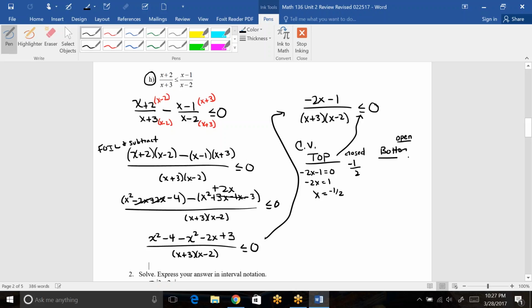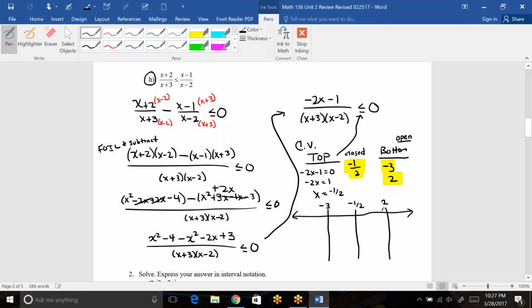And we have 2 of them. And they're actually, I can solve those without doing the work. That would be a negative 3 and a positive 2. So notice I have 3 critical values altogether. So once we get our critical values, we make our chart to check for our signs. Don't forget to place these in order from least to greatest. So negative 3, then negative 1/2, and then positive 2.